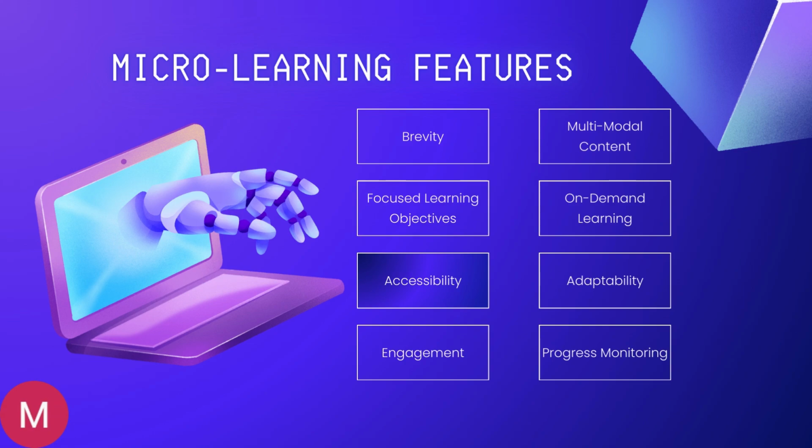Third is accessibility. Microlearning content is often delivered through digital platforms, making it accessible to learners anytime, anywhere, and on any device. This allows for greater flexibility and convenience in learning.